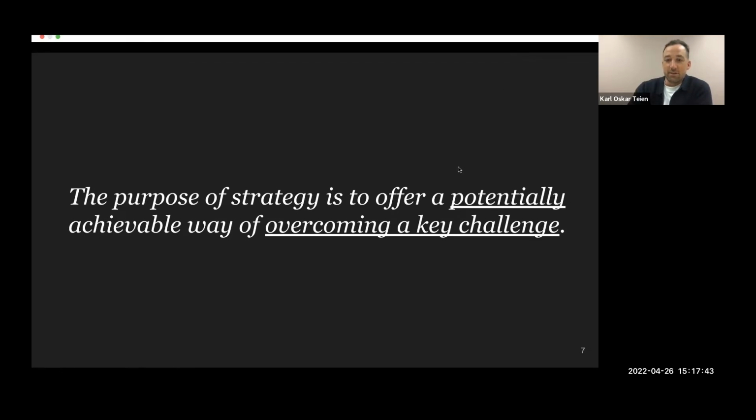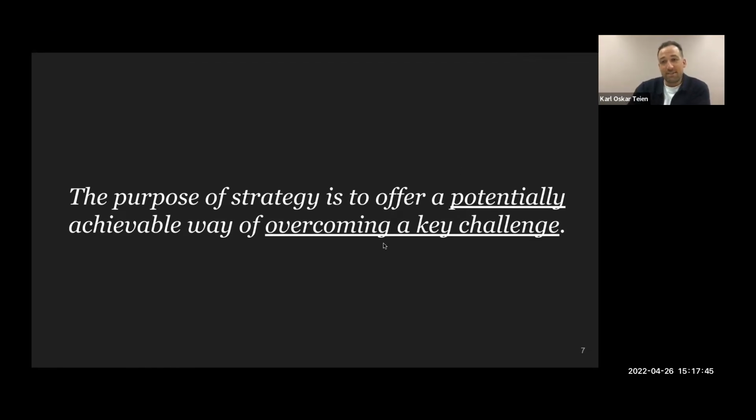So there's two things here. Potentially means you cannot create a strategy with full certainty. It's possible that you're wrong about your strategy. So there's a real need for exploring whether you are right about the way that you've designed your strategy. And then it is about overcoming a key challenge, and you have to be clear about what that key challenge is.